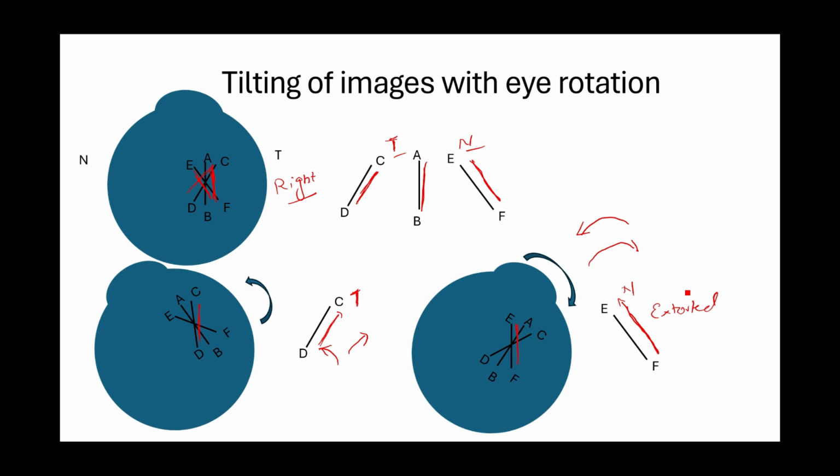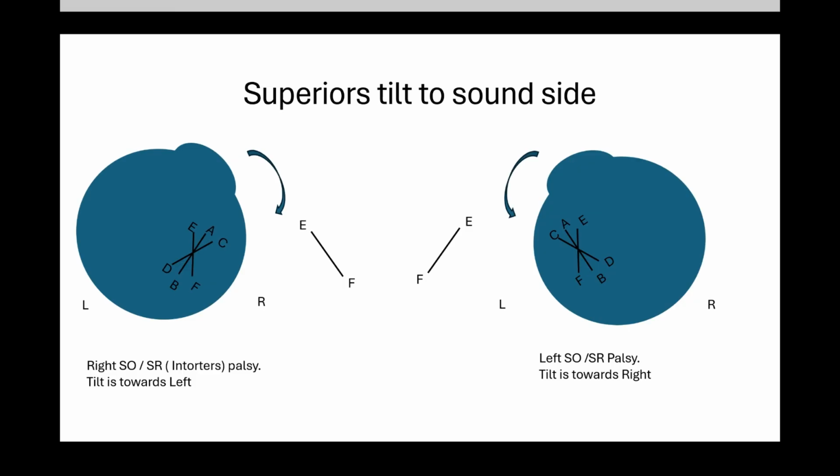Okay, so we have to remember this. Whenever the eye is intorted, the image is tilted in the opposite direction, and when the eye is extorted, the image is tilted again in the opposite direction to the movement of the tilting of the eye.